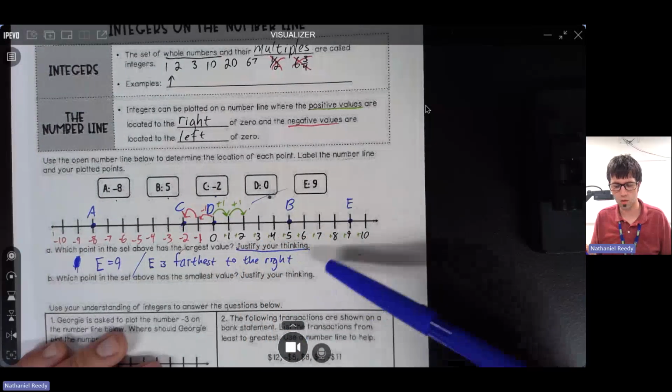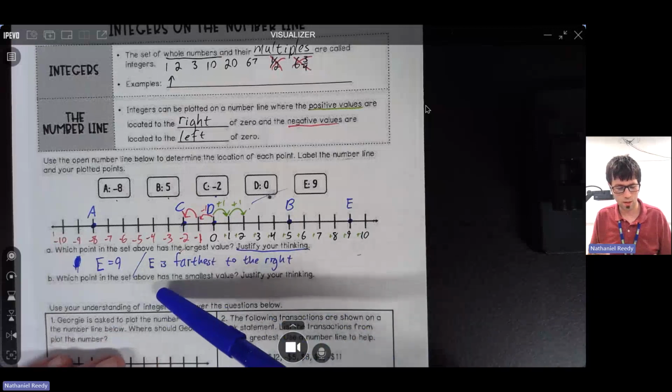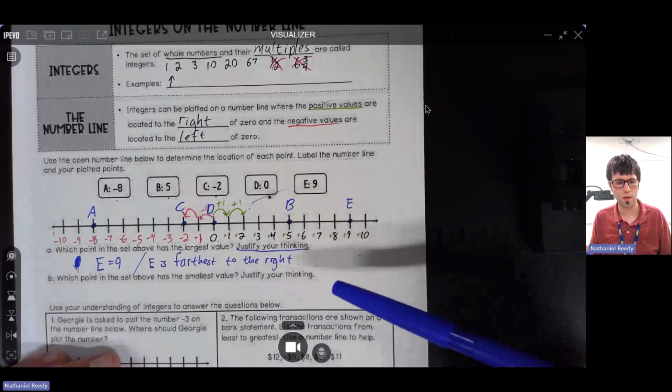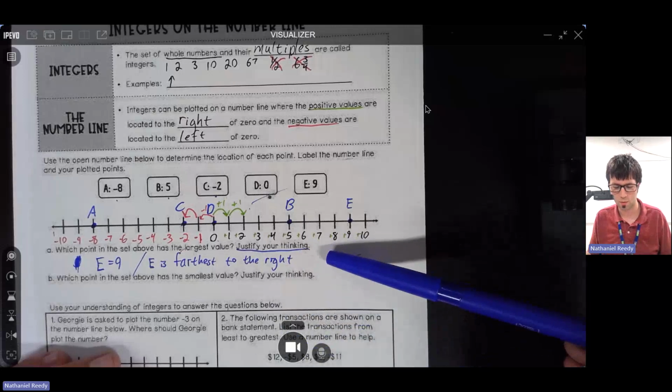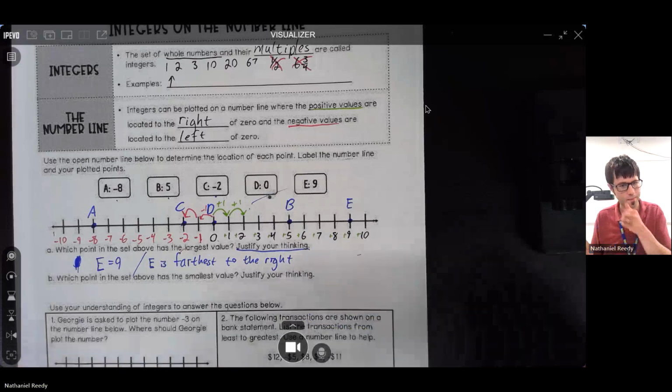That might not make sense to you, but it will when you look at this next question. Which point in the set above has the smallest value? Justify your thinking. So why don't you think about that for a second? Look at what we did in the first problem, my justification, and see if you can think of what the answer would be for part B.